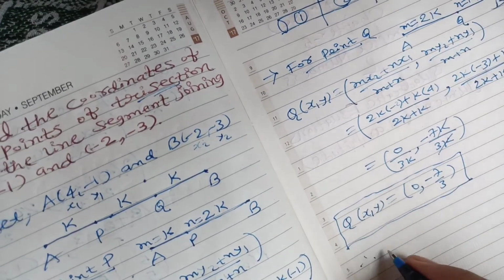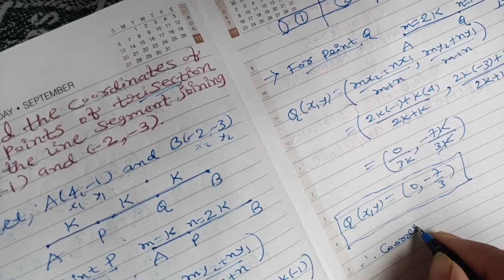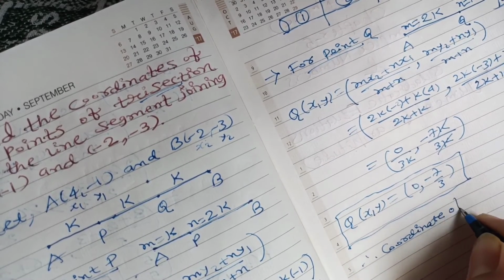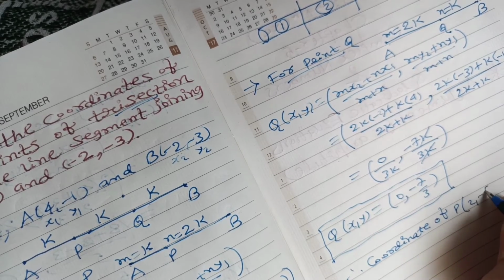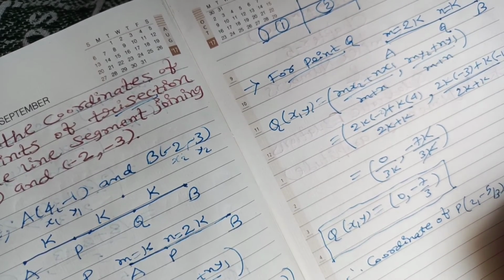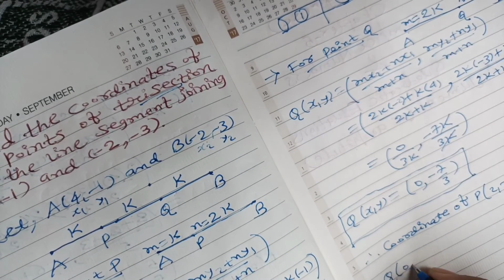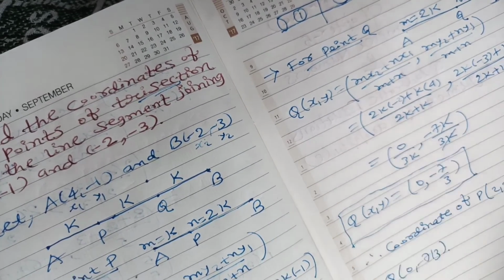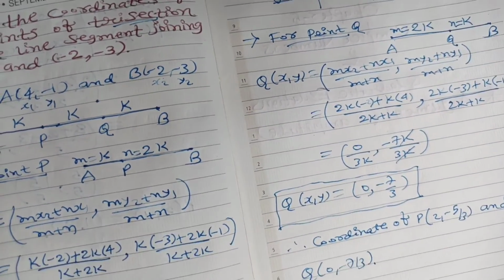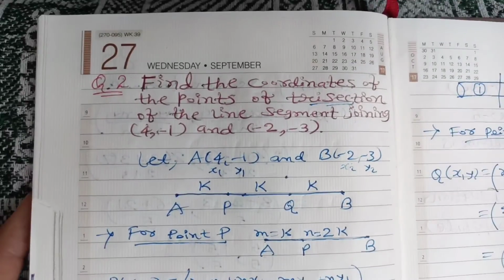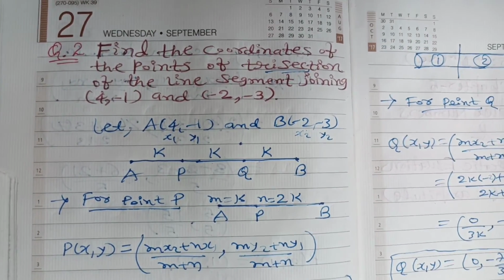So therefore the coordinates of P are (2, -5/3) and Q are (0, -7/3), which is the final answer. Is it clear? Thank you.